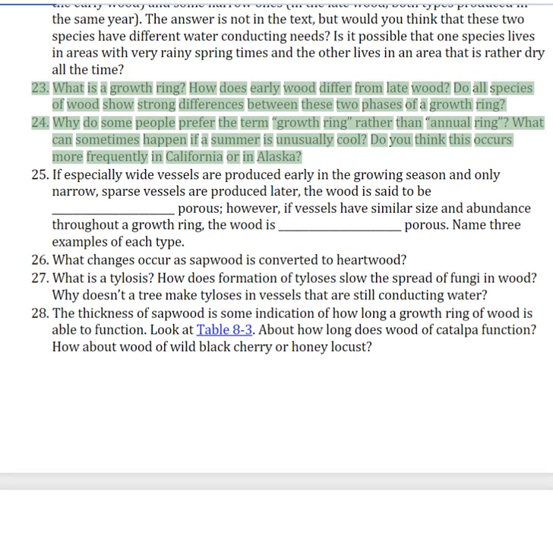23. What is a growth ring? How does early wood differ from late wood? Do all species of wood show strong differences between these two phases of a growth ring?